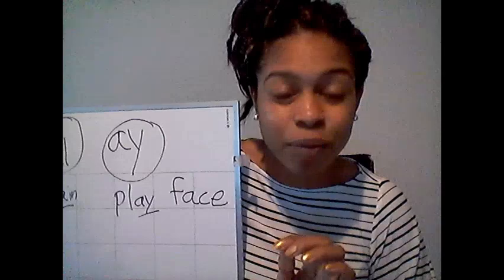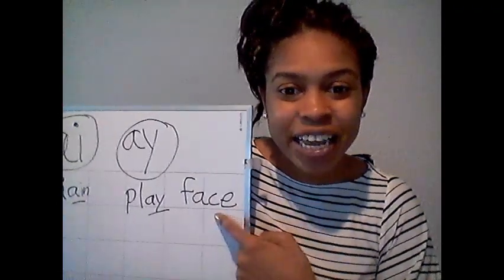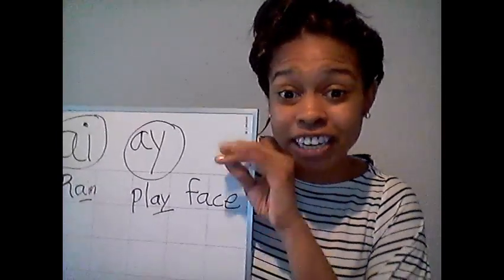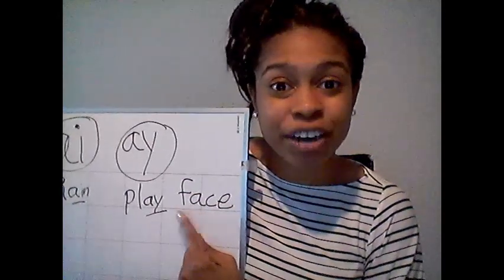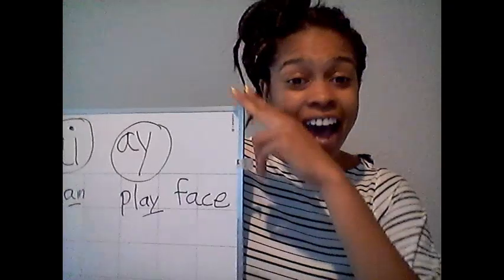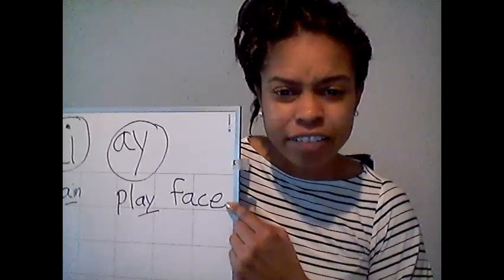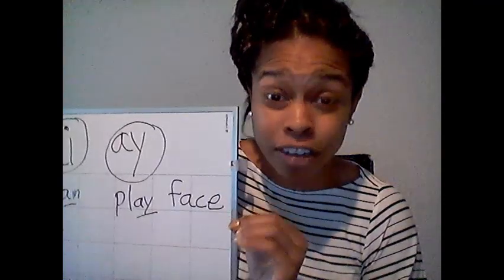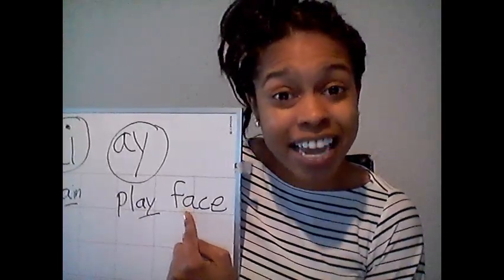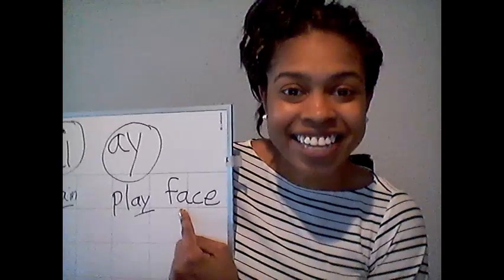Okay, face has the A sound. But face makes the A sound with a very special letter. The very special letter is this E. We call this E the magic E. It's the magic E because it puts its magic on the vowel. And the vowel here is the letter A. Normally, the letter A makes the ah sound. Correct? Yes, but with the magic E, he gives all of his power because the magic E is super strong. He gives all of his power to the vowel. And now the vowel says its name. And the name of this vowel is A. So with the magic E, it's now the A sound.